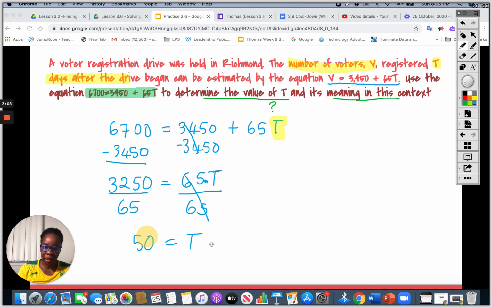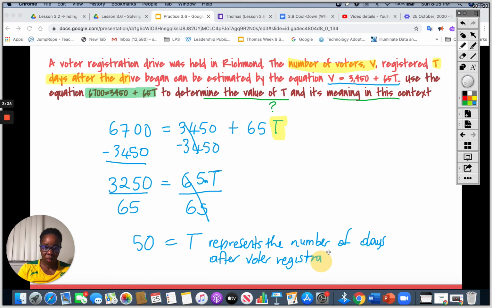It represents the number of days after voter registration began. They told us that. And there we have it.